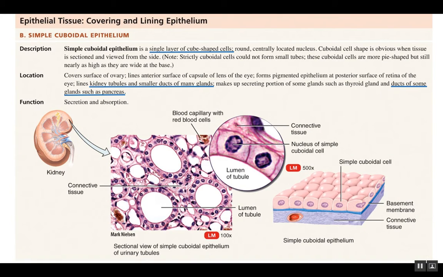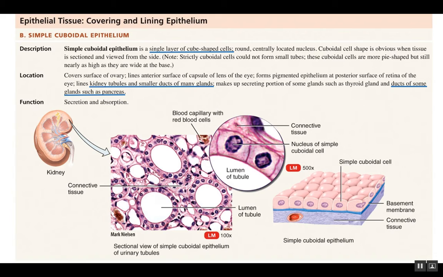The next tissue is known as simple cuboidal. The only difference is the shape of the cells. The cells are more cube-shaped as opposed to flat. This tissue is used to make a lot of little tubes in the body. One example is in your kidneys. Your kidneys have these little tiny tubes in them called kidney tubules. There are also little ducts that help transport secretions that are made up of simple cuboidal tissue.